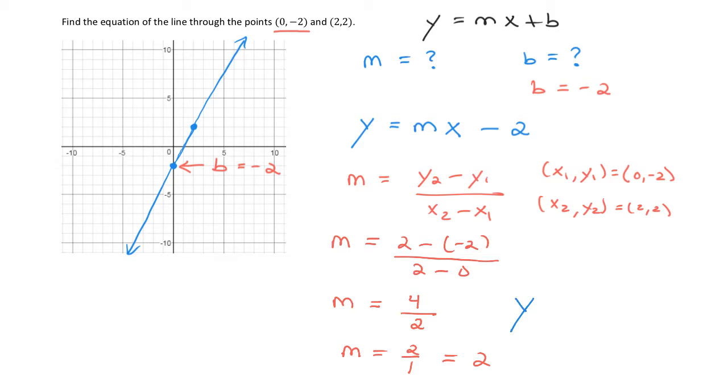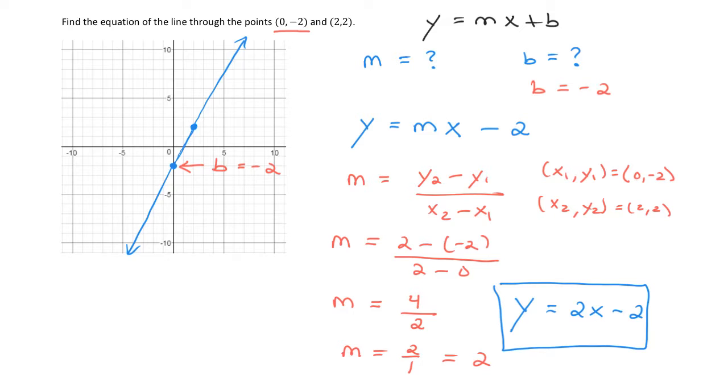This means my equation is y is equal to the slope times x plus b, which we figured out was minus 2. It is this equation that will give us the graph going between those 2 points.